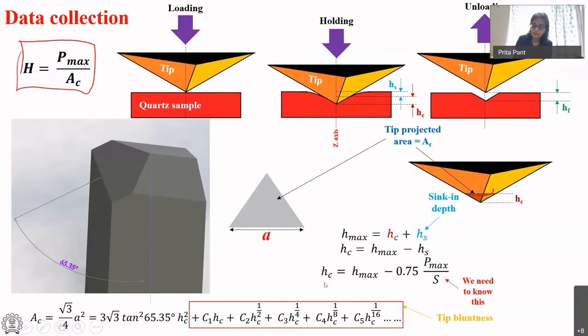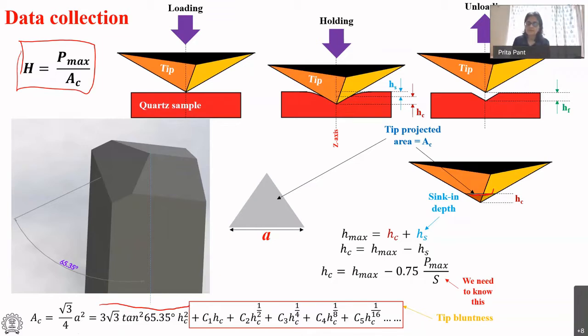Now, once I know my contact depth, if I had an ideal tip, if I had a perfect tip, then the first part of this equation, 3 square root 3 tan square of this, should have been sufficient. It's not letting me write there. Okay, this part. And then you see there's this whole long polynomial in the box.